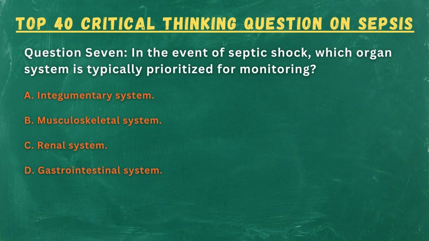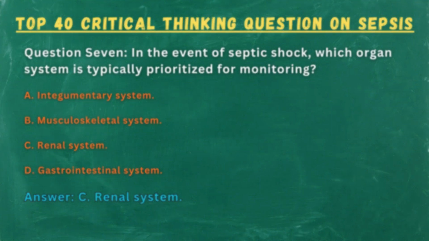Question 7. In the event of septic shock, which organ system is typically prioritized for monitoring? A. Integumentary system. B. Musculoskeletal system. C. Renal system. D. Gastrointestinal system. Answer: C. Renal system.